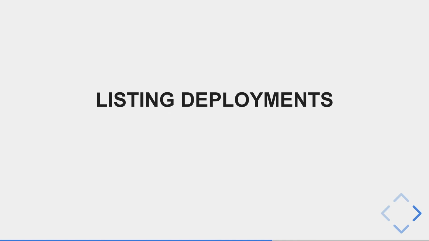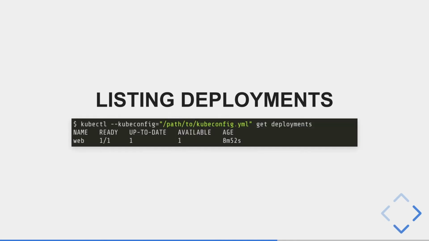How do we list these deployments? Honestly, this gets into familiar territory, like we did with nodes. Kube control, pass your kube config file, and then get as the verb, deployments as the noun. So get deployments. Pretty easy. And that will list all the deployments that are in our cluster. And we can see that there's one deployment here, name is web, it's ready and up to date and available, and it was deployed like 9 minutes ago.